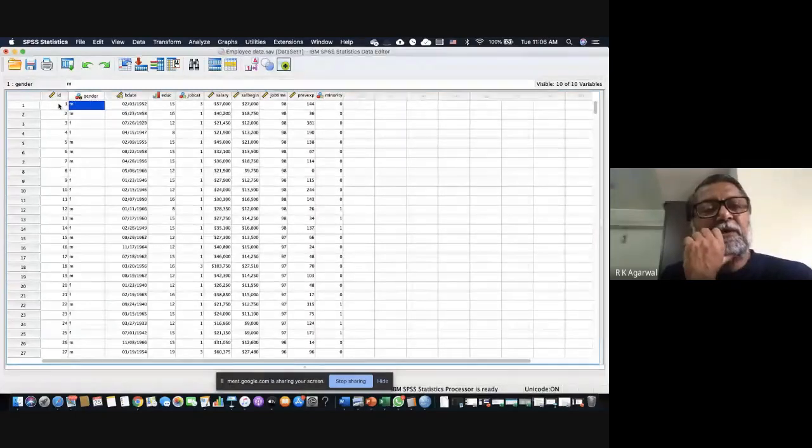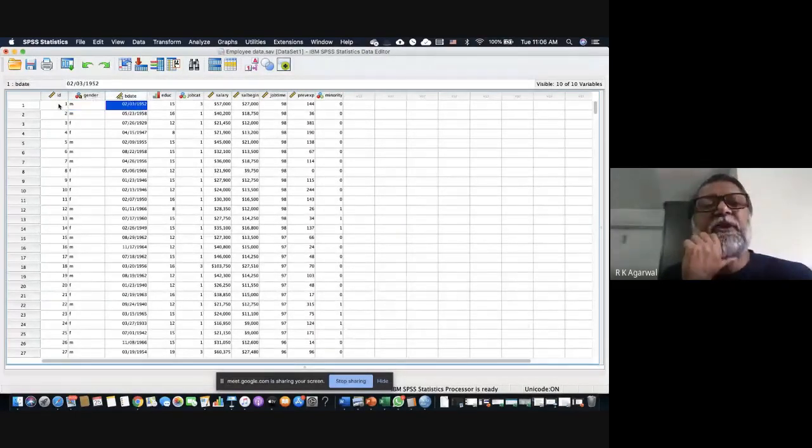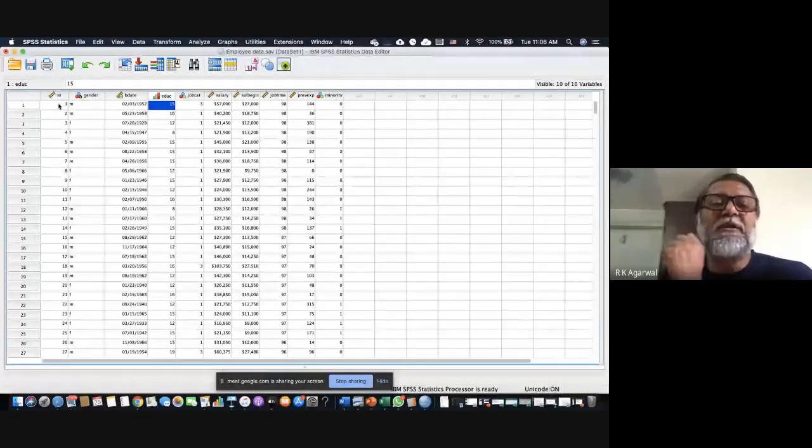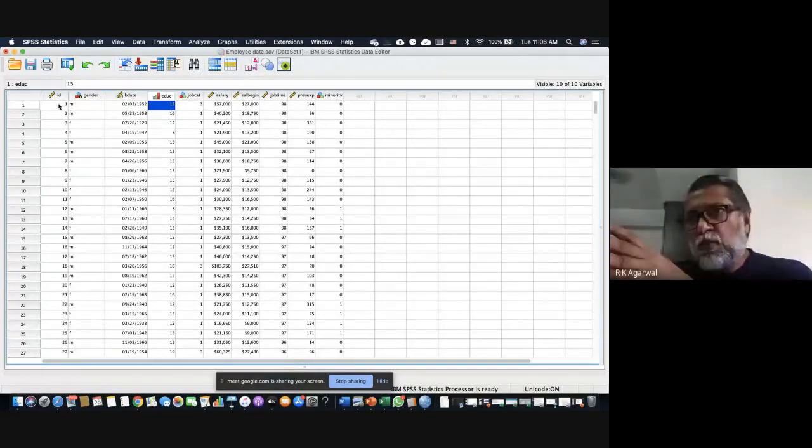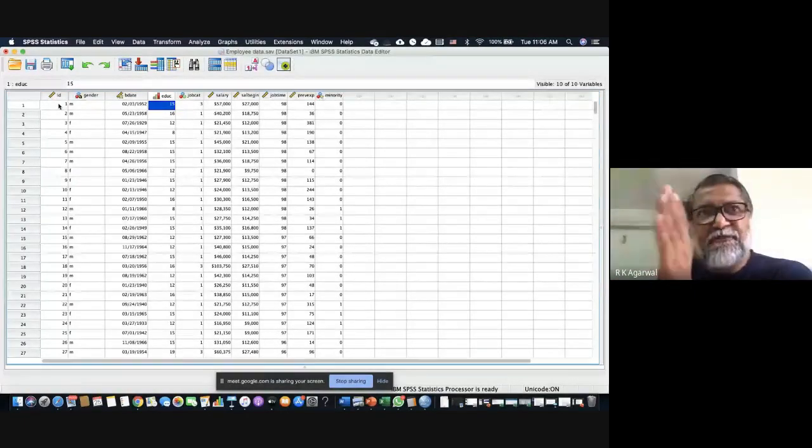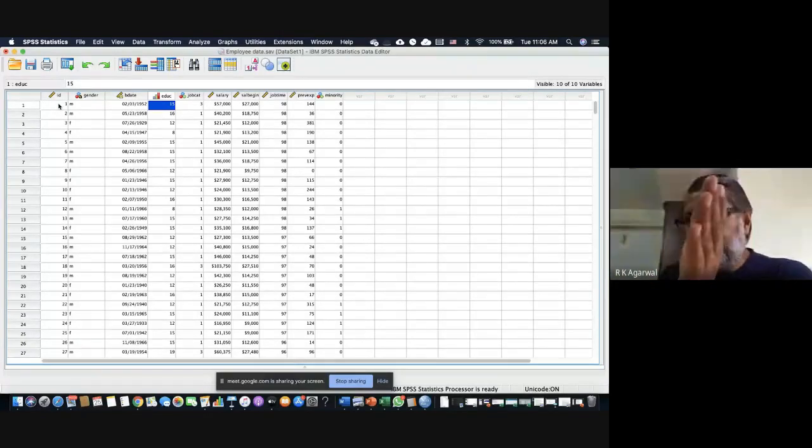First employee is a male. He was born on 3rd of February 1952, and he has received education equal to 15 years of schooling. In India, if someone has completed 15 years of education, then most likely that person is a graduate. 10 plus 2 plus 3, right? So that makes it 15.